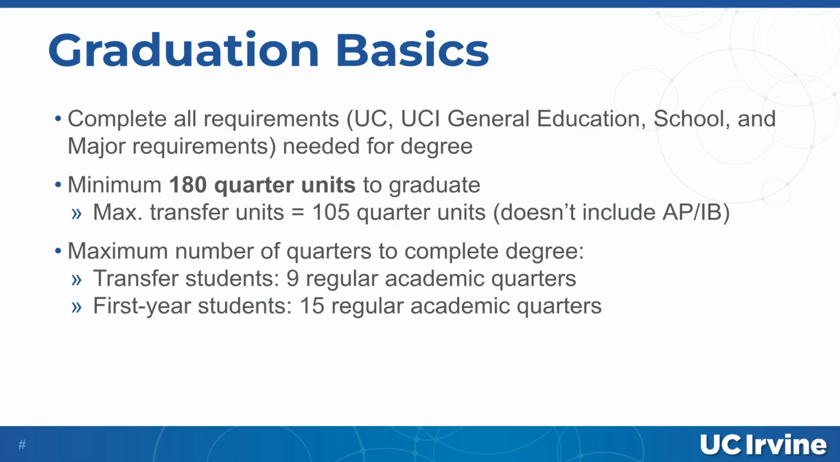There is also a maximum number of quarters in which you are expected to complete your degree. Transfer students are allotted a maximum of 9 regular academic quarters, which is equivalent to 3 years. First-year students are allotted a maximum of 15 regular academic quarters, or 5 years. It is important to note that summer sessions do not count toward your regular academic quarters.